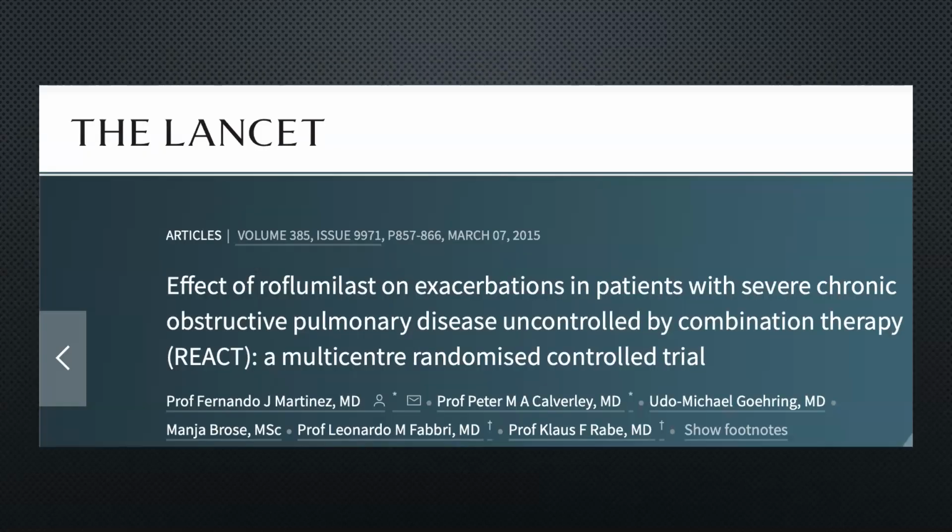This was the REACT trial, and it was published in Lancet in 2015, I believe. It was a multi-center randomized controlled trial, which did show a small improvement in FEV1 and reduced exacerbations, but no change in mortality. I want to point out that everything we talked about, all the inhaler therapy, really has not shown any changes in mortality.